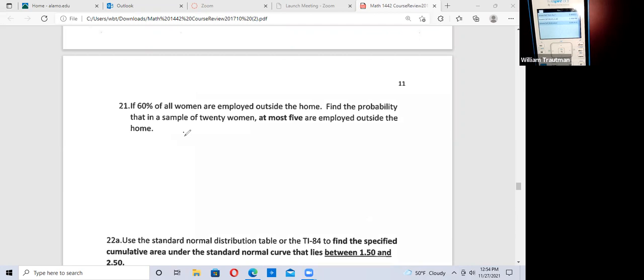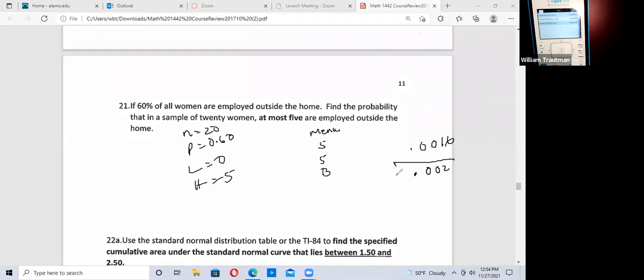So once again, n equals 20, my probability equals 0.60. The low number is 0, the high number was 5. We did menu 5, 5B, and we got this answer. 0.0016, 3 decimal places is this.